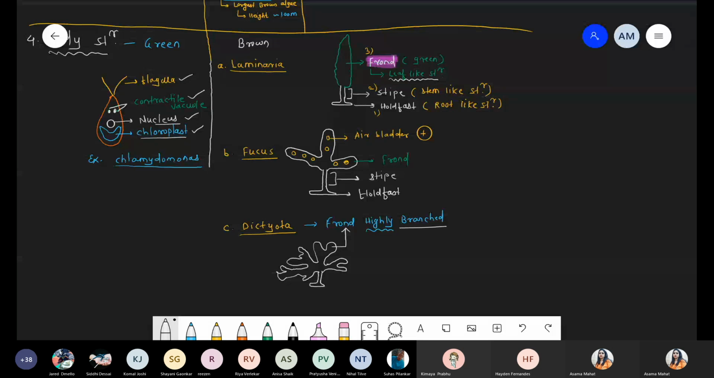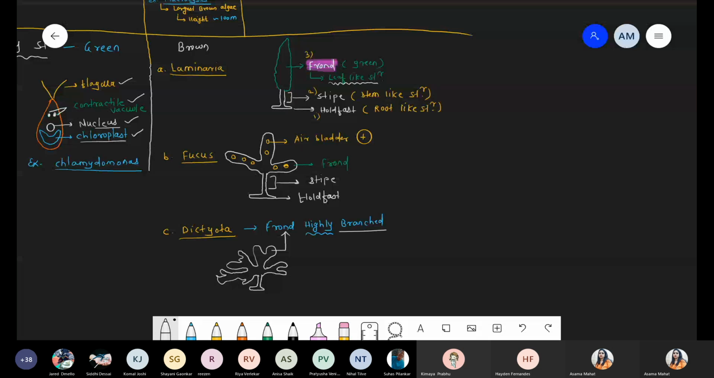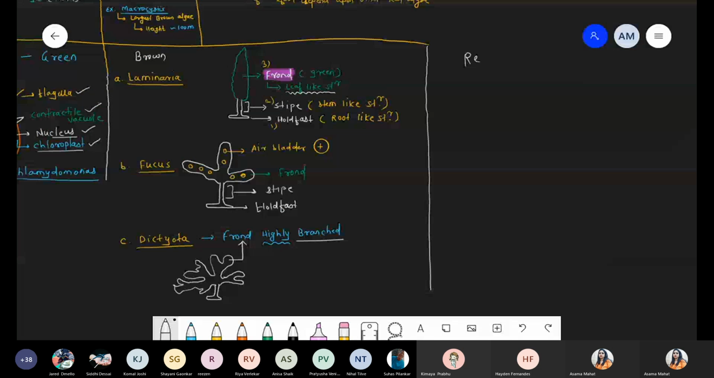Okay, sure. Last and very simple example with respect to red algae. Next point we are talking about with respect to red algae. In case of this red algae, we are taking the example Polysiphonia.